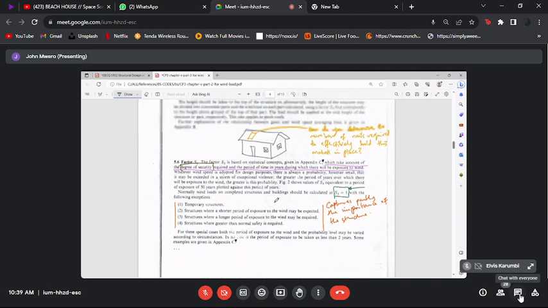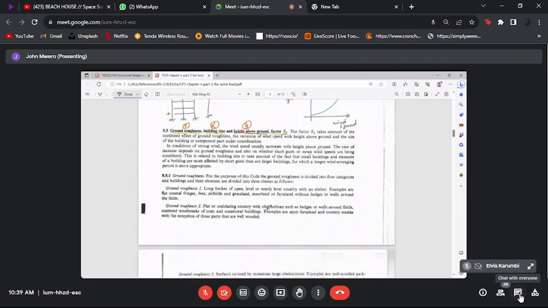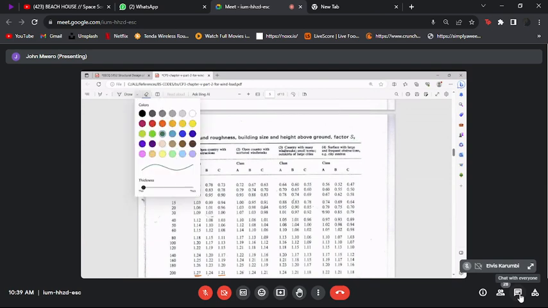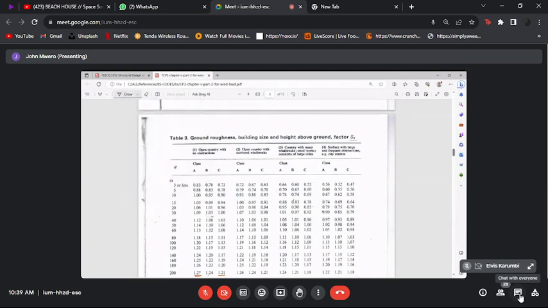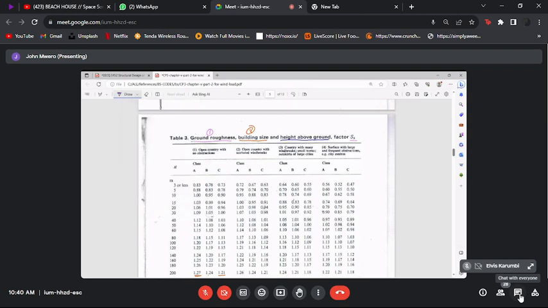So now, this S3 is an easy one. What I want us to look at is the S2. And the values for S2 are given in this Table 3. So this Table 3 gives us the values of the factor S2. And it combines the three considerations: ground roughness, which was the first consideration; the building size, which was the second consideration; and the height above ground, which was the third consideration. If you will remember, we just concluded on this discussion.